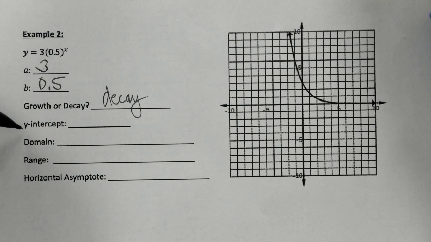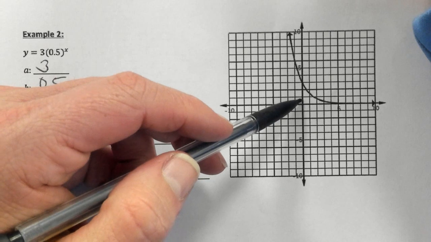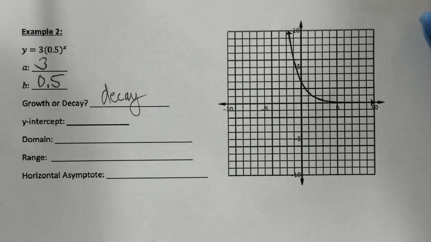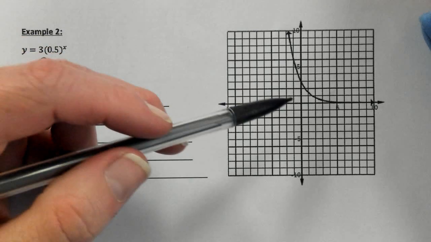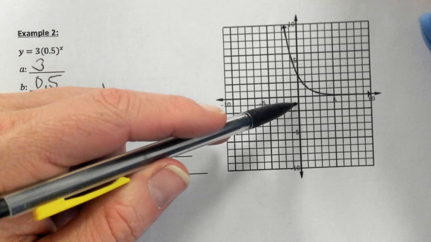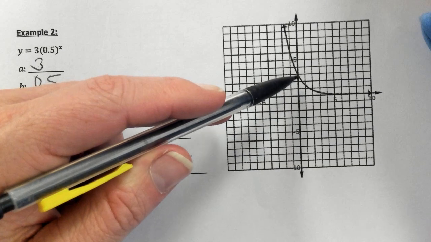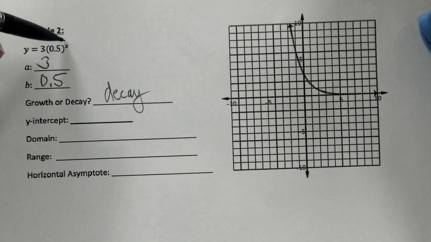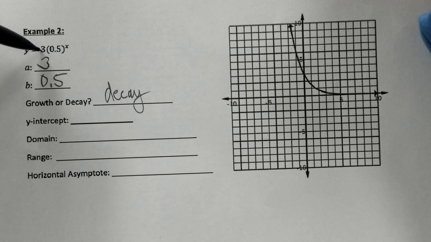My y-intercept, the place where it crosses the y-axis, we could graph it and trace it to find the y-intercept. Just by looking here, it looks like 3, but remember, just by looking, you can't tell if it's 3.01 or 2.99. And so, in order to make sure we know, remember, the y-intercept is the place where the x is 0. The x value of 0 on the graph, that's where your y-intercept is. Well, if I put in a 0 here, 0.5 to the 0 power is 1, and 1 times 3 is 3. So my y-intercept has to be 3.